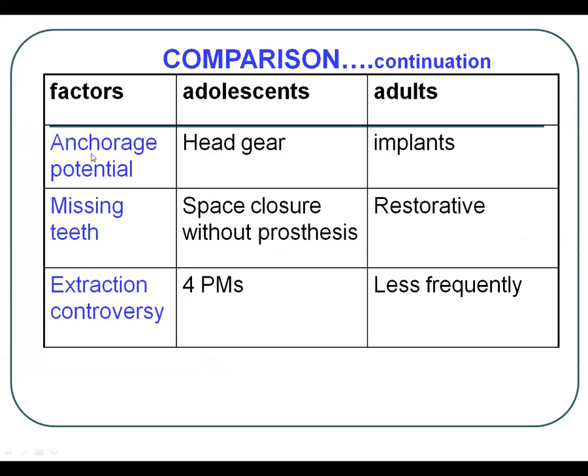Next, growth potential. In adolescents, we may use headgears, but in adults, we may have to use implants, because in adults we cannot use headgear and face mask. Missing tooth space closure without prosthesis can be done in adolescents, whereas in adults, we have to give restoratives or prosthesis. Extraction controversy: mostly four premolars are extracted in adolescents, whereas in adults it's much less frequent.